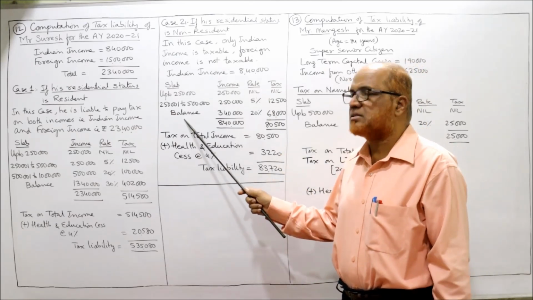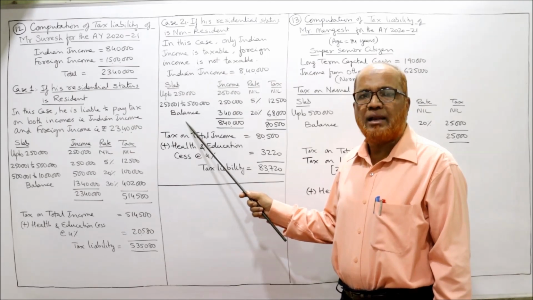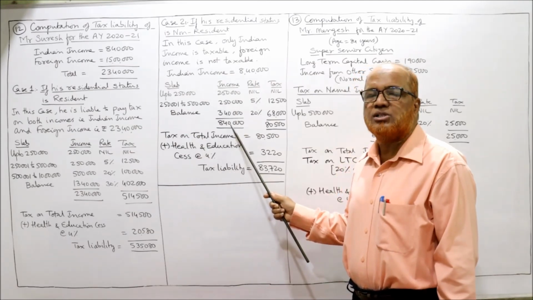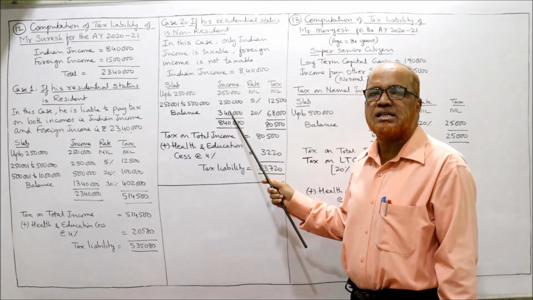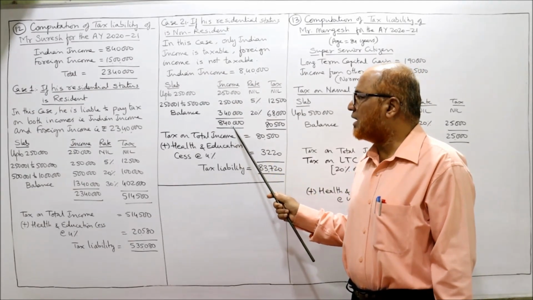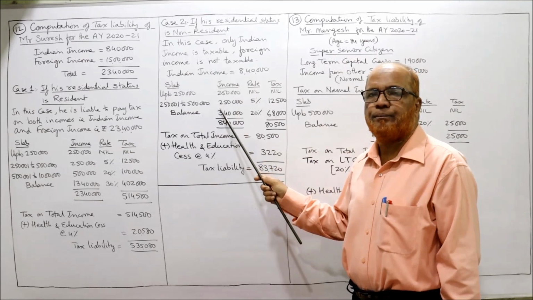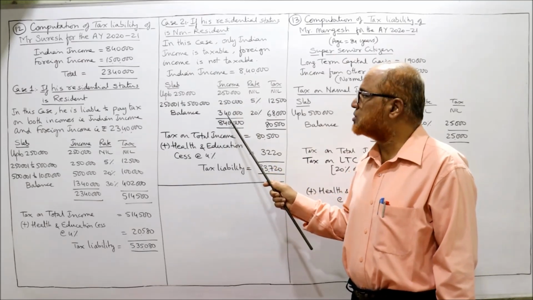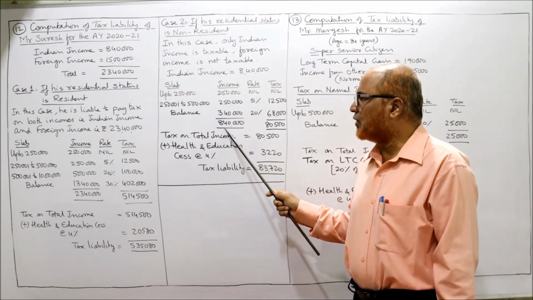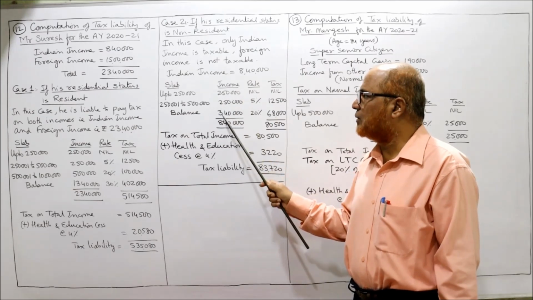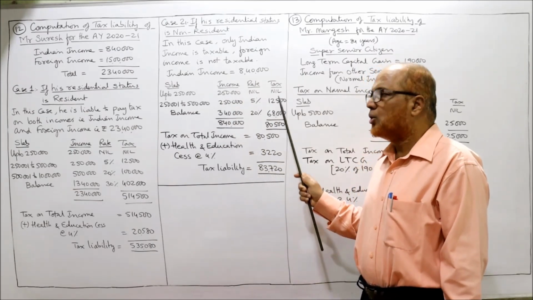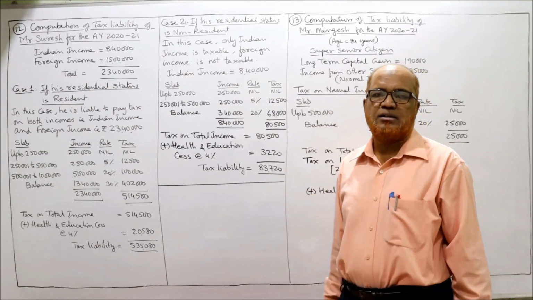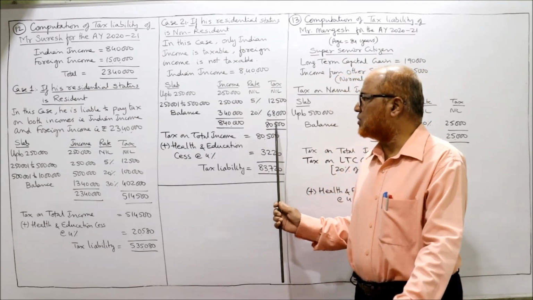So we will take the balance. 8 lakh 40,000 is the total minus first slab 250 minus second slab 250. So 8 lakh 40,000 minus 5 lakh, you will get 3 lakh 40,000. On 3 lakh 40,000, 20%, 68,000. So total will be 80,500. Tax on total income 80,500.